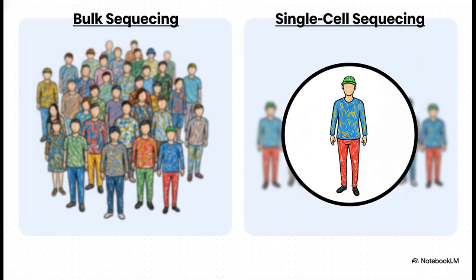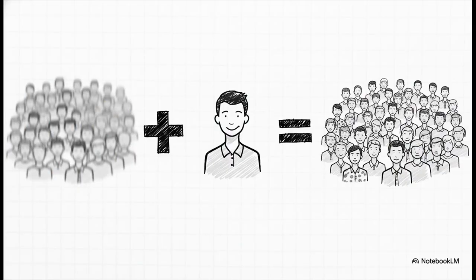But on the flip side, you have single-cell sequencing. Now, this is like a crystal-clear, high-definition portrait of just one person in that crowd. The detail is just, wow, it's incredible. But it's super expensive and technically really hard to do, so there's no way you can do it for everyone. So you see the problem, right? We desperately need the best of both worlds.